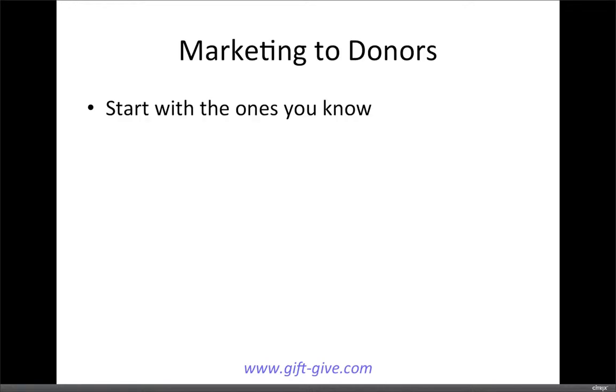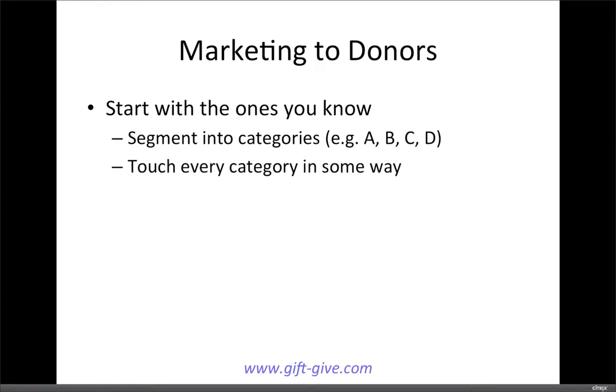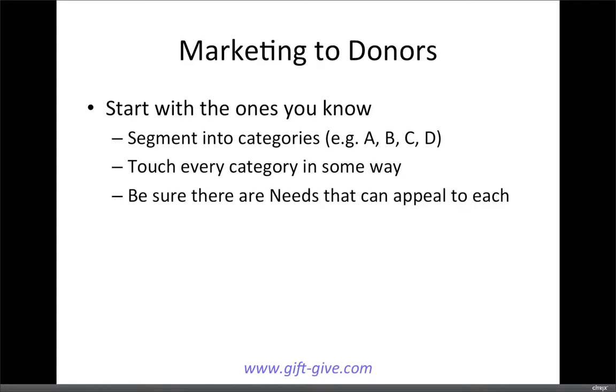So in marketing to donors, start with the ones that you know, the ones you already have. And we suggest that you segment them into categories like A, B, C, and D. That can be by frequency of giving, size of giving, demonstrated passion for your cause, however you want to segment them. But the point is to break your donors up into different categories, because you want to be able to touch every category in some way so that every donor is engaging with some need or another.